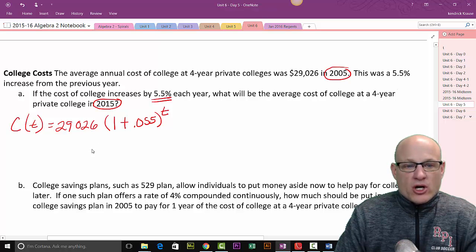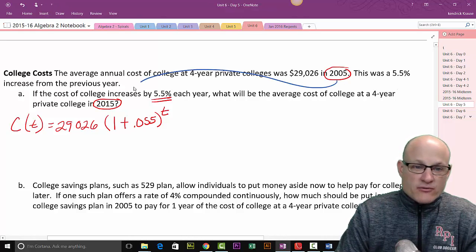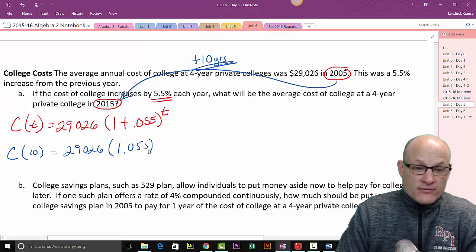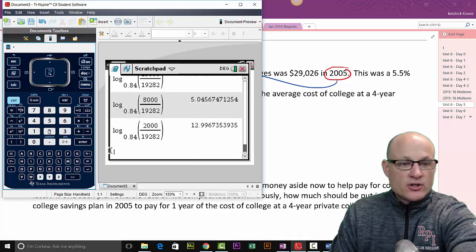Well, they want to know what will the cost be in 2015. If you notice, that's 2005 to 2015. That's 10 years into the future. So my cost in 10 years will be 29,026 times 1.055 to the 10. Let's see what it's going to cost in 10 years.